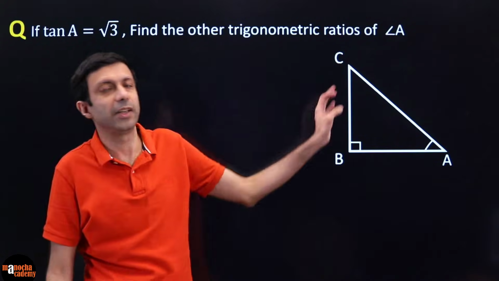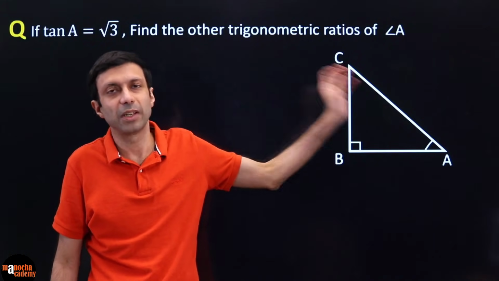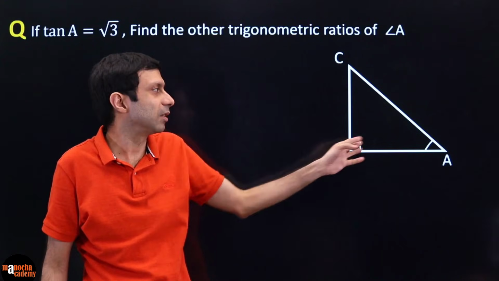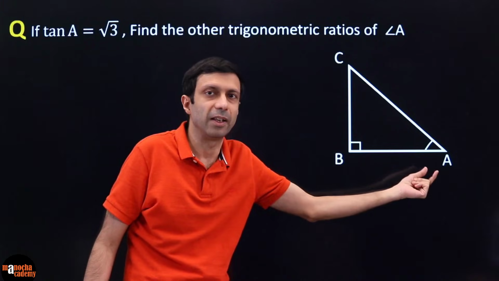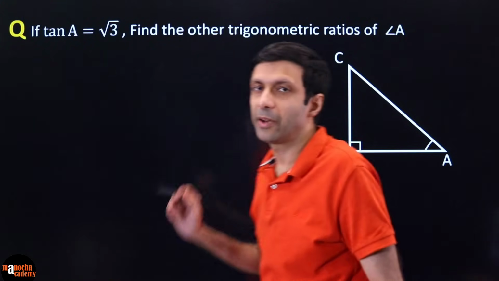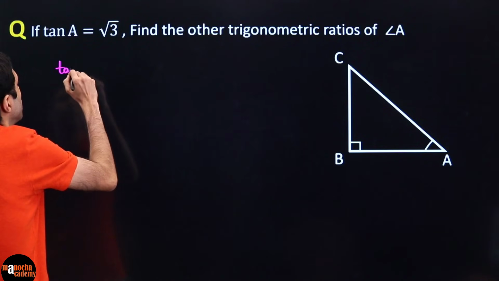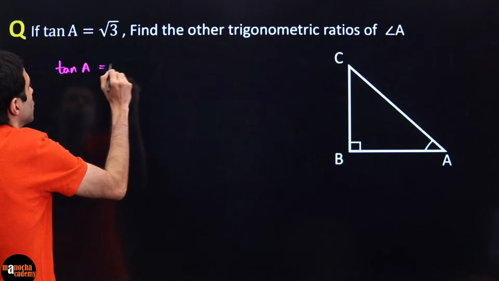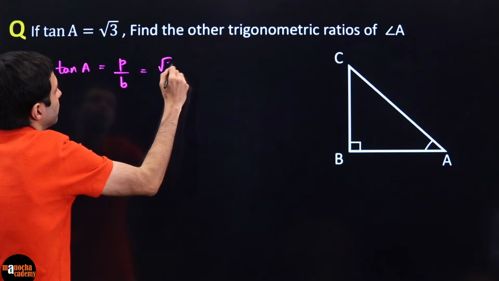So we say other ratios of the angle, because they're all ratios with respect to the angle. So we don't say ratios of the triangle, because that means basically we are asking you to find sine A, cos A, all related to this angle A. The other angle is 90 degrees. So again, remember it's given to us tan A is √3. So tan A by definition, what was it? It was perpendicular by base, and that is √3.